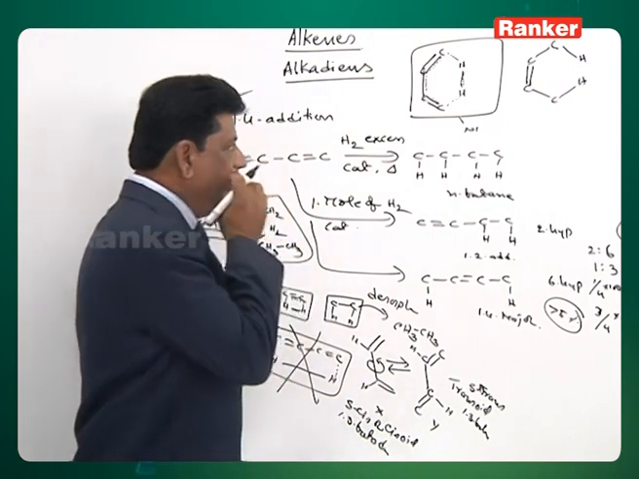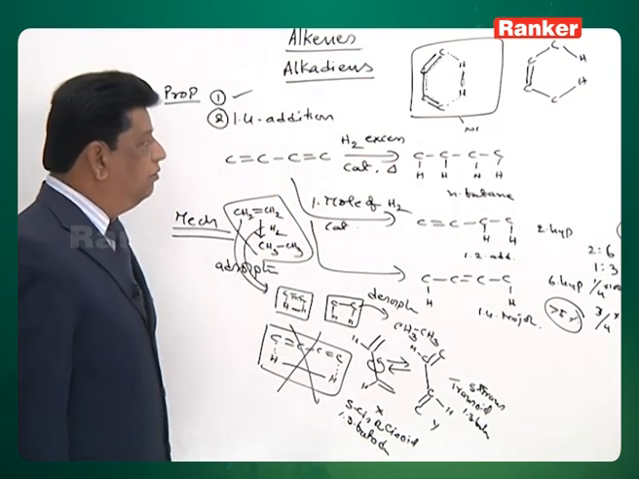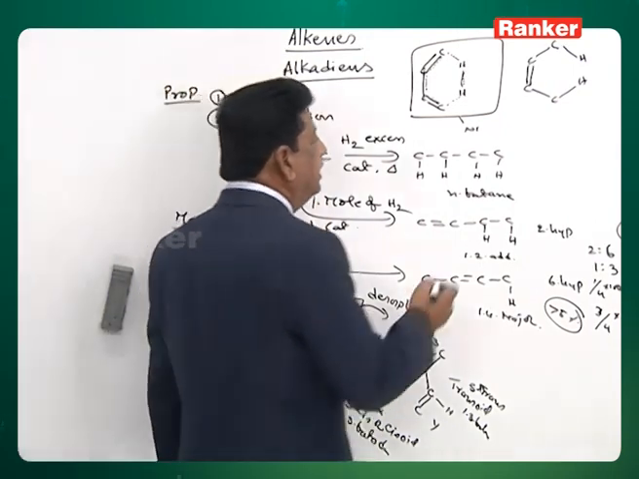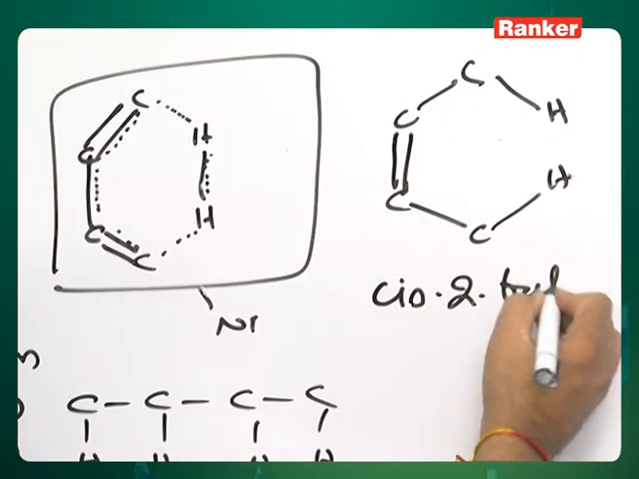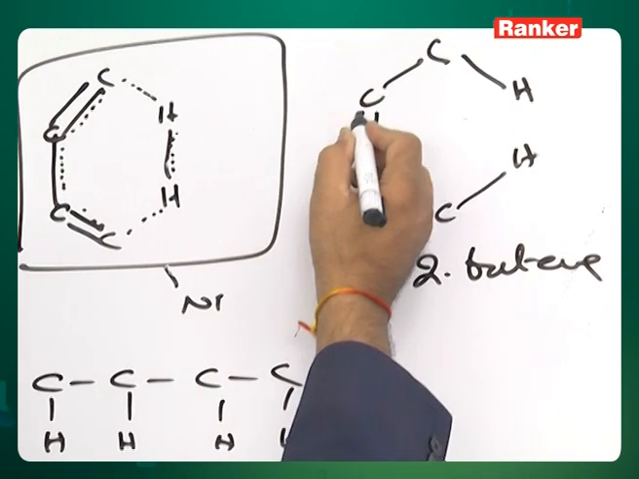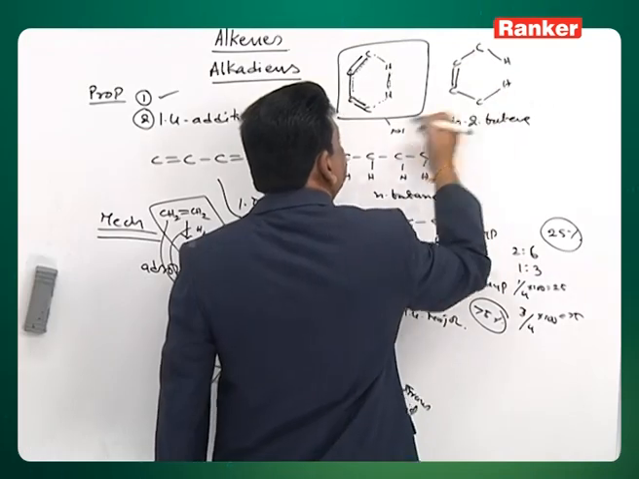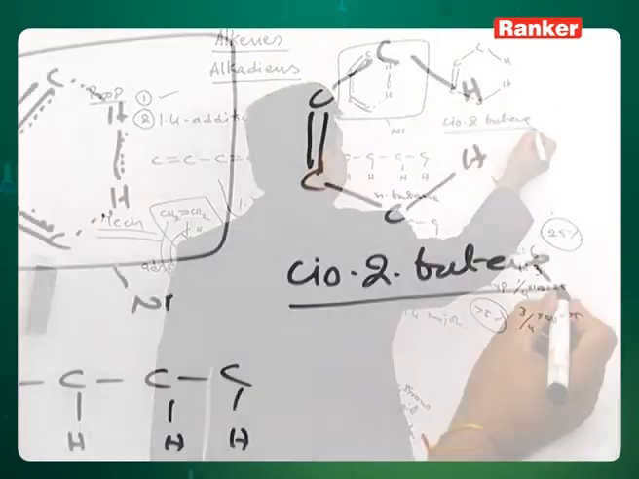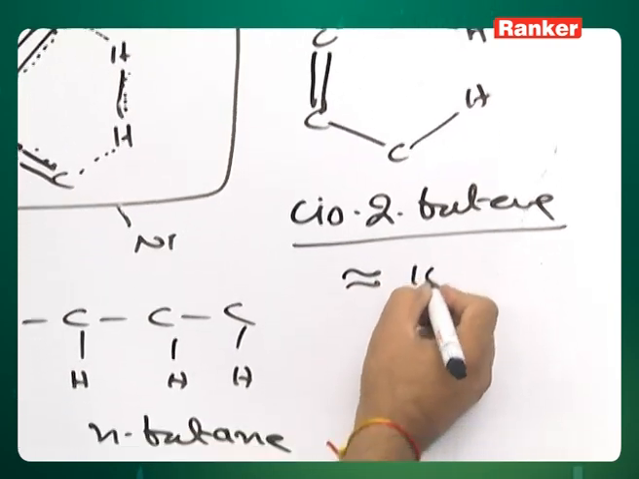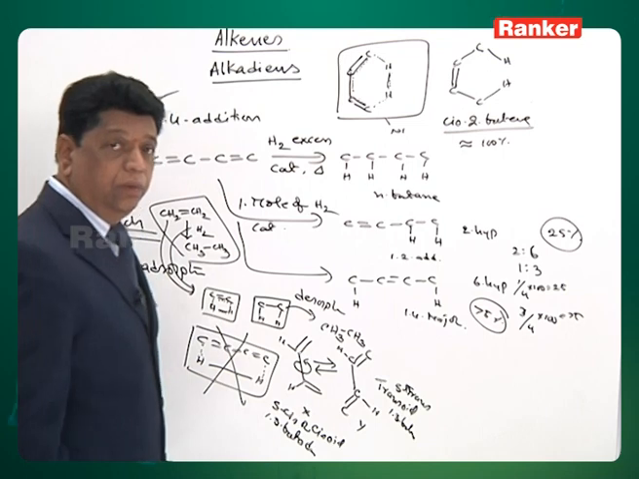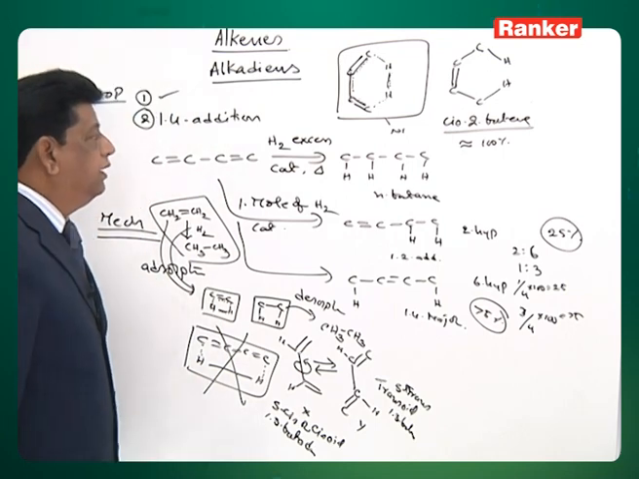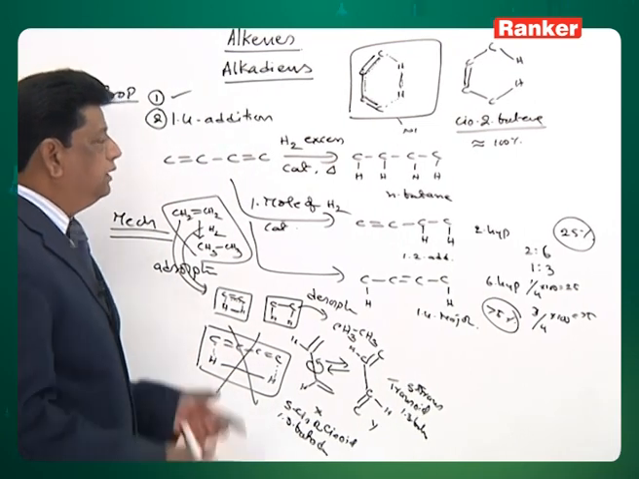Now I ask, can you name the product? Strictly speaking, this is cis-2-butene. Where does the cis come from? With reference to the double bond, the 2 methyls are on the same side, isn't it? So it is cis-2-butene, and you will get almost 90 to 100% cis-2-butene. That means the percentage of cis is the highest. Why is trans not formed?